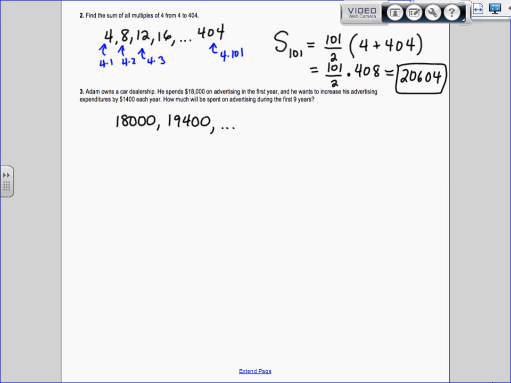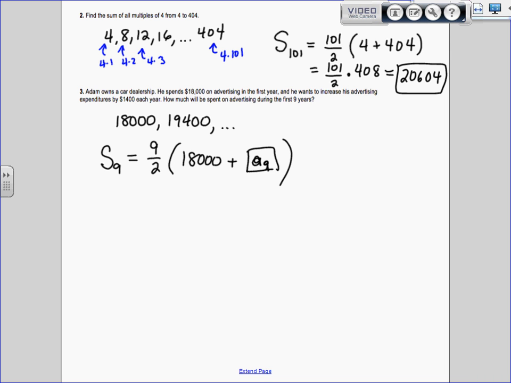Okay, that would be an easy one to do without these formulas. You could just find what he spent each year and then add them all together, right? It wouldn't take very long to do. But we'll go ahead and use the formula since this is what this section's all about. So we're trying to find the total amount of money he spent after 9 years, S sub 9. So he has 9 divided by 2, and he has his first term, which is 18,000. But we need that 9th term, so A sub 9.